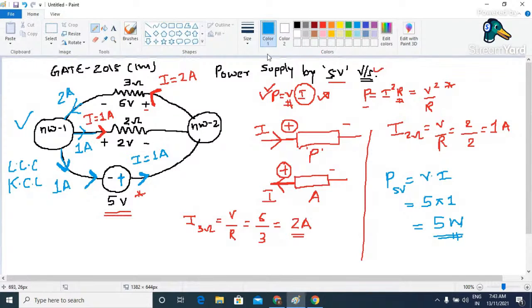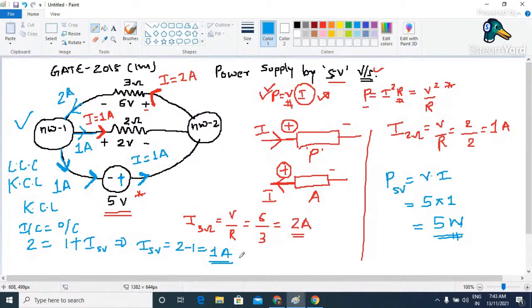The thing is that here we have applied Kirchhoff's current law by taking incoming current equal to outgoing current. So here incoming current is 2, which is going to be equal to outgoing current, which is nothing but 1, plus the current flowing through the 5-volt voltage source. So I can simply solve this. We will get the value of I flowing through the 5-volt voltage source as 2 minus 1, which is going to be equal to 1 ampere. So in this way, you can solve this numerical, which was asked in GATE 2015 for 1 mark.